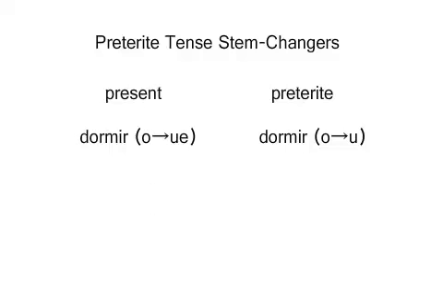Here's an example, the verb dormir. You probably remember that in the present tense, dormir is a stem changing verb. It's an O to UE stem changer. Since it's a present tense IR stem changing verb, it's also a stem changer in the preterite tense. But remember, we only have the 2 types of stem changers in the preterite. We have E to I and O to U. So instead of being an O to UE like it was in the present, it's now an O to U.